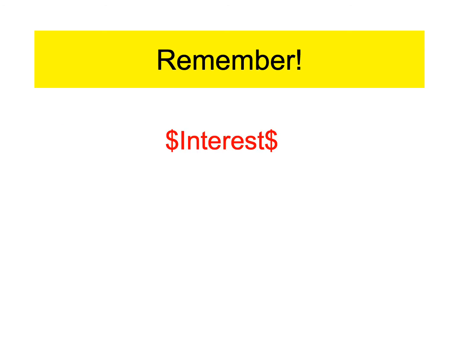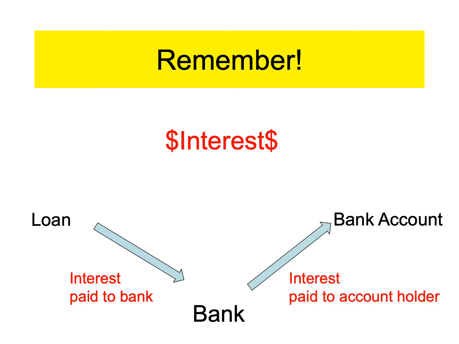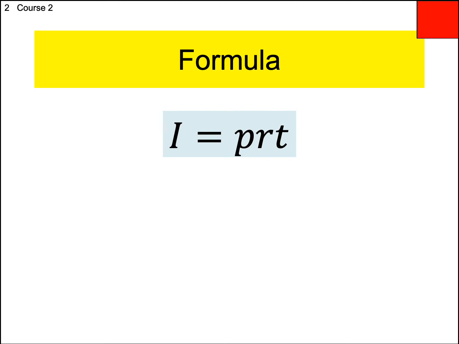Okay, so remember, interest is money that you pay to the bank when you take out a loan. Conversely, it is money that the bank pays you when you put money in your savings account. So interest goes both ways. All right, this is actually a pretty simple formula today. Here's the formula. Write this down, please. We call it the I-Pret formula, I equals PRT, and this is the formula for simple interest.